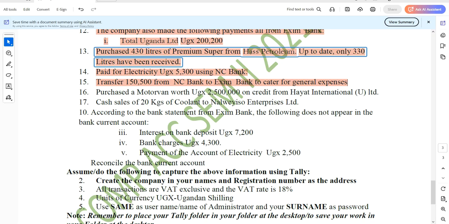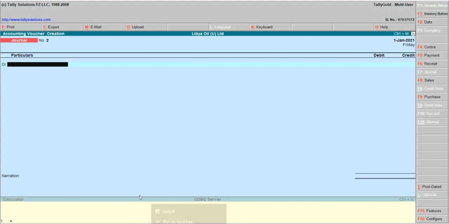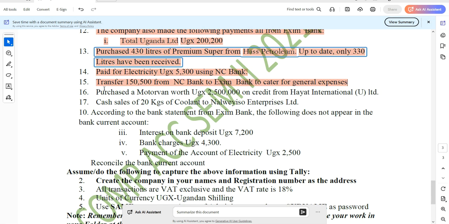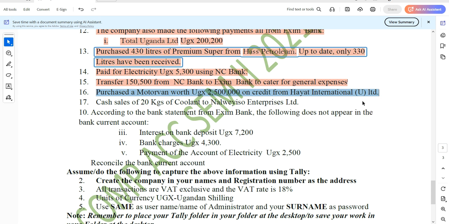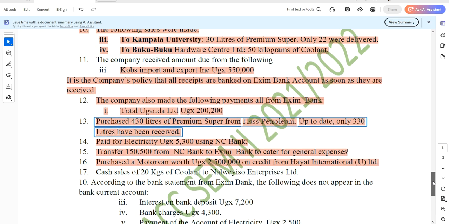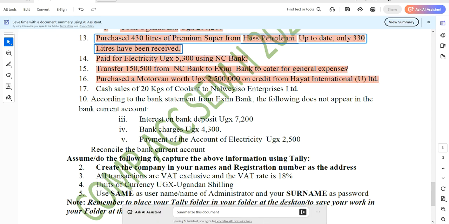Next is a cash sale. I think we created the sales account already, so this one is done. Cash sales of 20 kilograms of coolant to Nariso Enterprises Limited. Cash is a default account that will be created by Tally. We have the sales account ready.